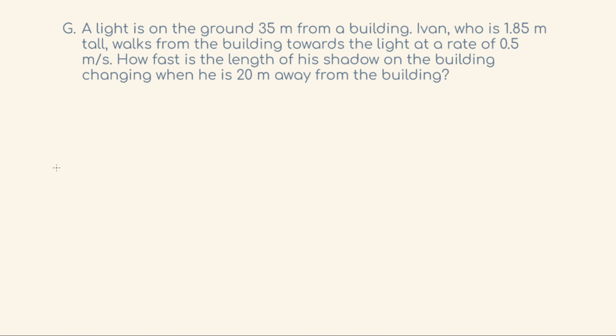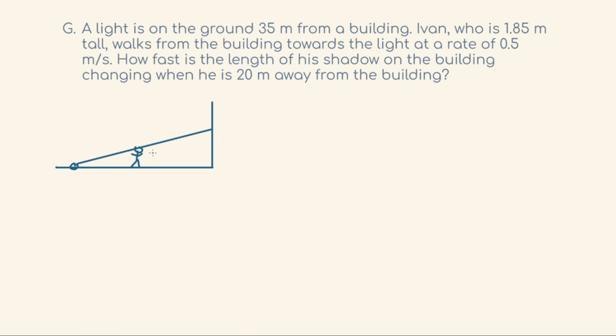Okay, so we've got, let's say the ground is over here. We've got a building. Let's just only draw the wall of the building. Okay, let's say it's like over here. And we know there's a light that's 35 meters away from the building. Let's put it over here. Okay, and Ivan, let's put him over here then. Okay, he's 1.85 meters tall, and he's walking from the building towards the light at a rate of 0.5 meters per second. And we want to know how fast is the length of his shadow on the building changing. So let's remember that the light's going to point kind of this way. So it's going to go kind of like this maybe.